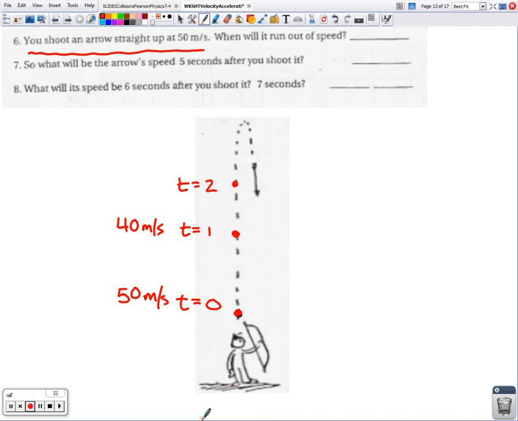That's the next second. Gravity causes the velocity to change by how much? 10. So it's going to only be going now 30 meters per second. Next second, how fast will it be going?